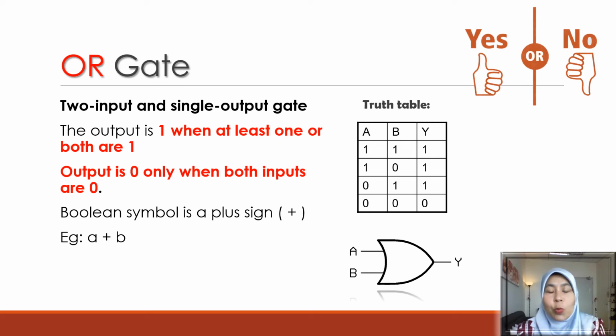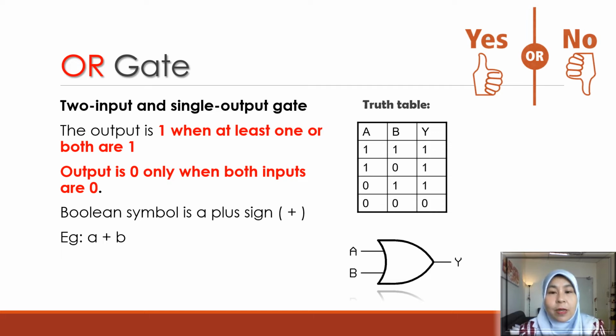The second gate that we are looking at is the OR gate. Okay, we spell it as OR. It has two inputs and a single output, in which it will receive two or more inputs. The output is 1 when at least one or both are 1. Remember, when at least one or both are 1. The output is 0 only when both inputs are 0.